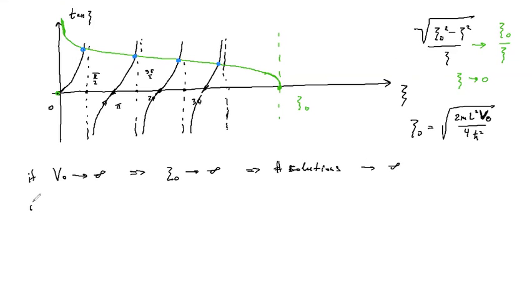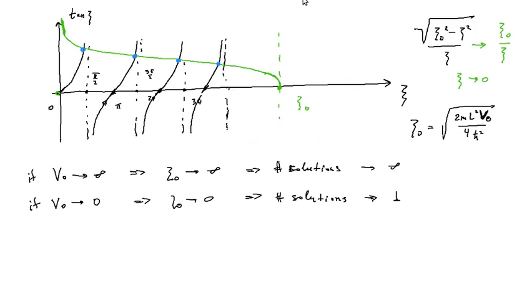What if my parameter V naught goes to 0? Then xi naught goes to 0, and then I have a number of solutions. Surprisingly, I will always have one solution, always. No matter how small this parameter xi naught is, if it's very small, I'm still going to have an intersection no matter what, yeah? It's interesting. But this is not the end of the story.